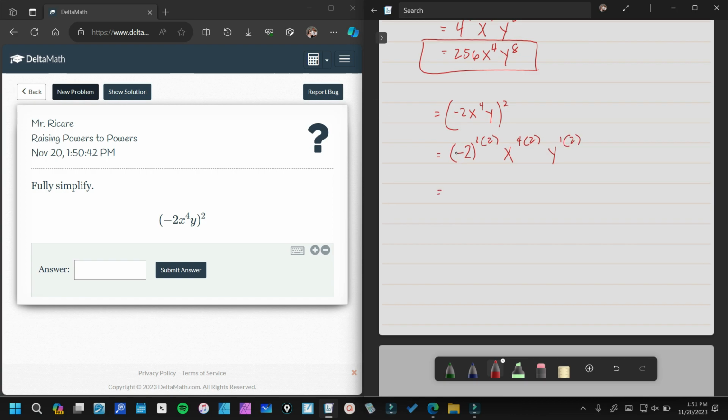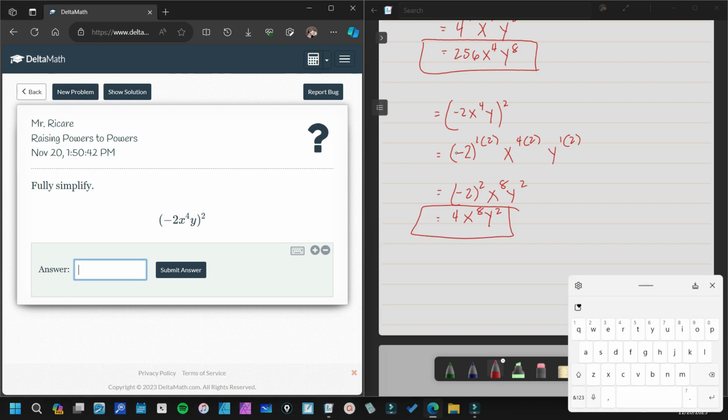Now, this is very important because some students usually type negative 2 raised to an exponent. That is not right. If the base is negative 2, you need to make sure that it's enclosed in parentheses, because if not, you will get the wrong answer, especially if the exponent is even. So here, this means negative 2 squared, x raised to 8, and then y raised to 2. Negative 2 squared means negative 2 times negative 2, which is 4, x raised to 8, and then y squared. That will be our final answer here.